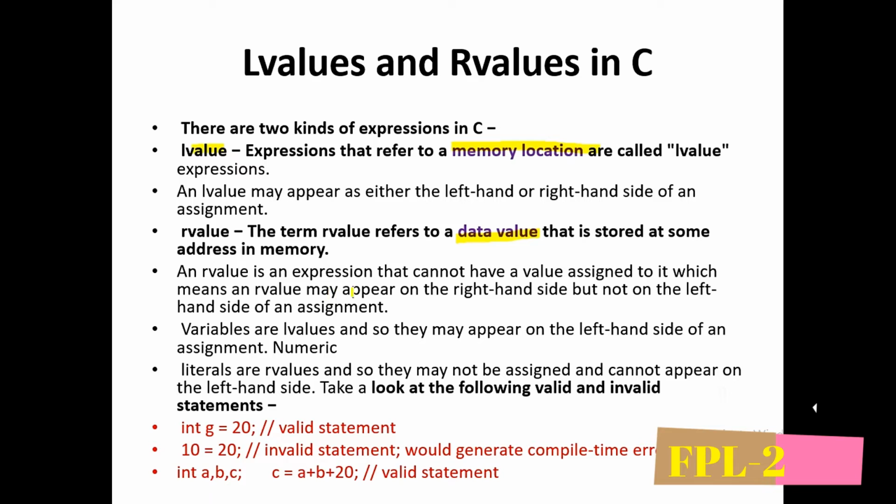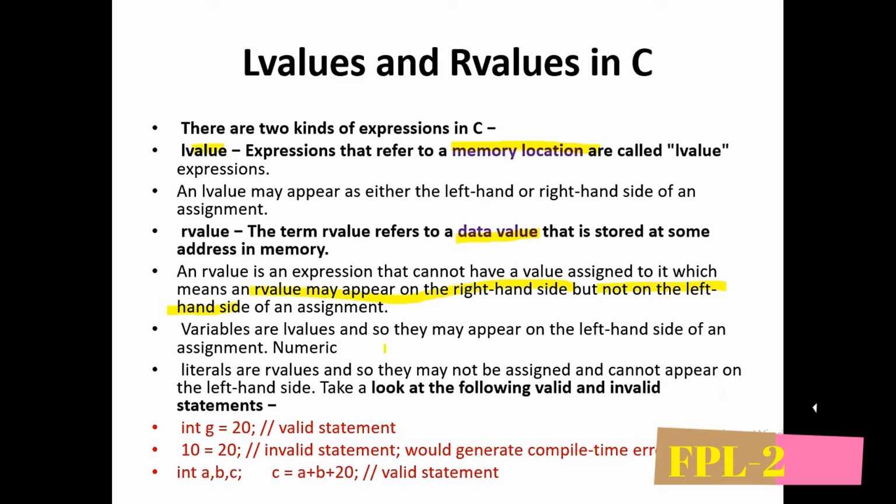An R value is an expression that cannot have a value assigned to it, which means an R value may appear on the right hand side but not on the left hand side of an assignment. So here it is clearly given that an R value may appear on the right hand side but not on the left hand side of an assignment.